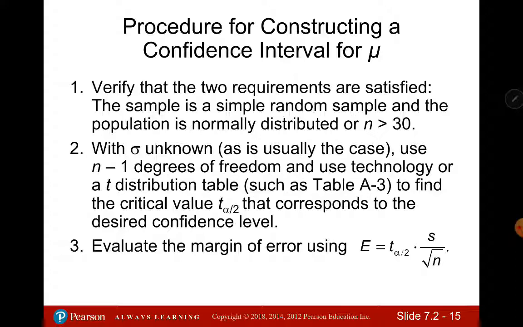So we need to always check the requirement. Normal distribution or sample size greater than 30. Simple random sample, right? So after that, we can use technology or use the table. So in our class, we will check the t-table to find the critical value, t sub half alpha. But the t-table is not the same table as the z-table. We will check it later. After that, we get the critical value. We use critical value and this formula to get the margin of error.